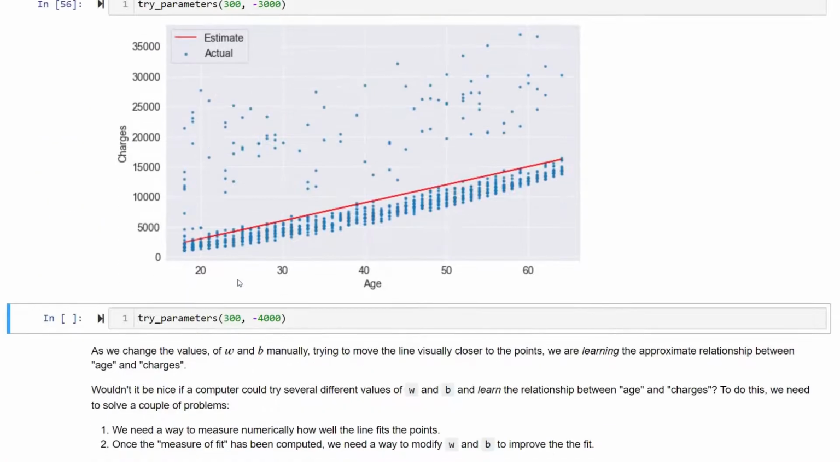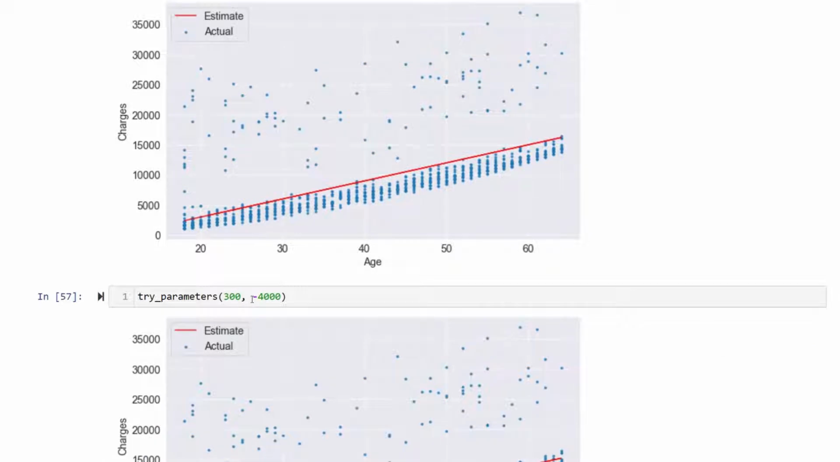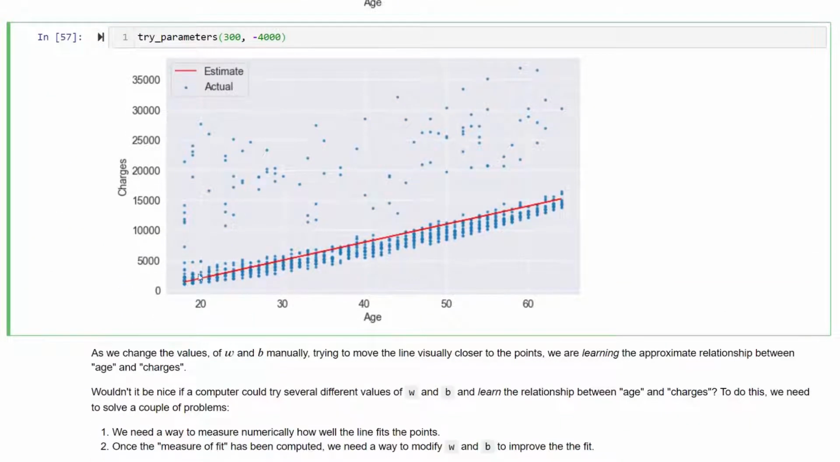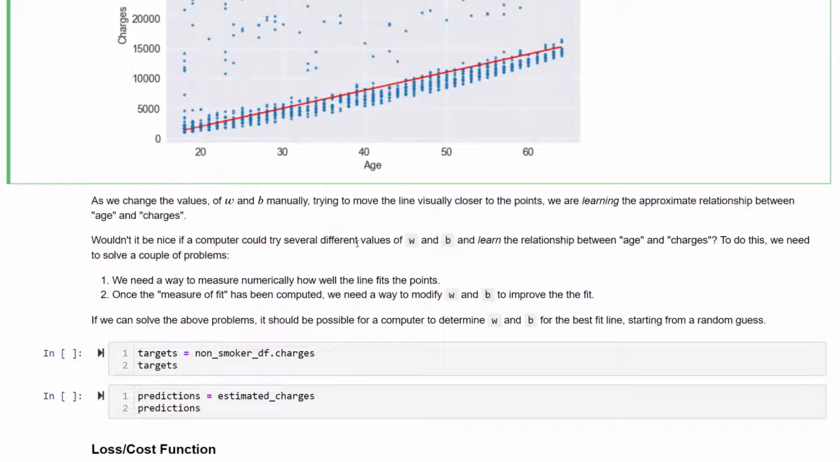It was somewhat better. Again we changed the values to minus 4000 and 300. Yes, finally we got the most probable best fit of our estimation data. As we change the values of slope and intercept manually, we are trying to move the line visually closer to the points. We are learning the approximate relationship between age and charges as well.